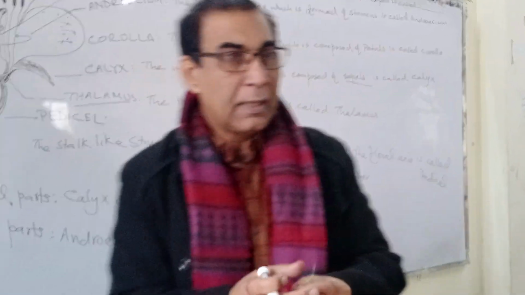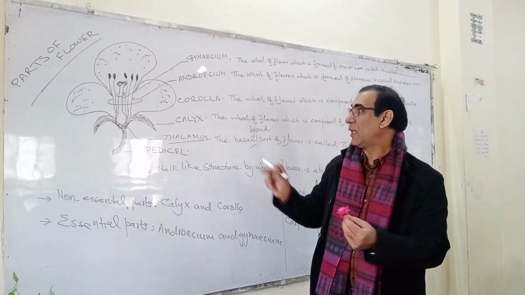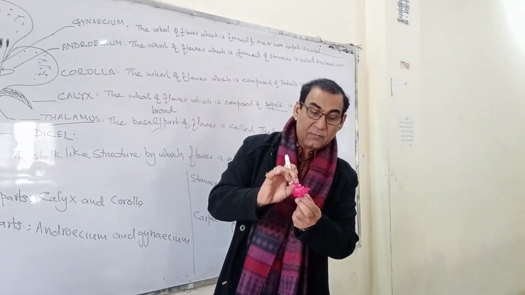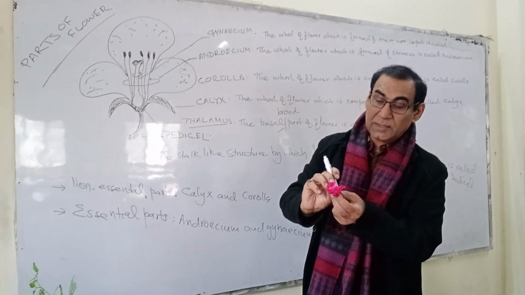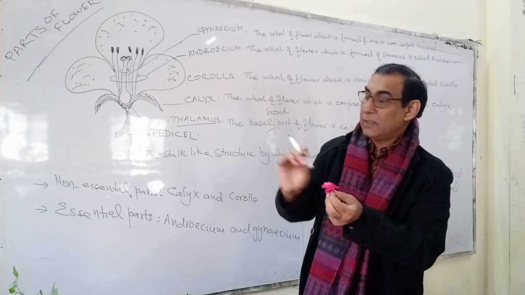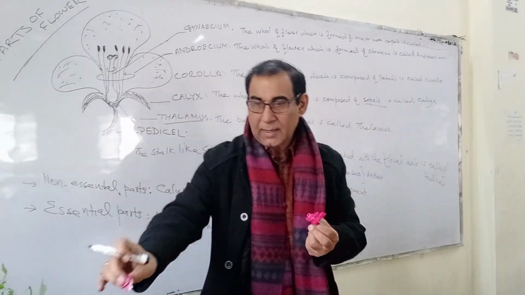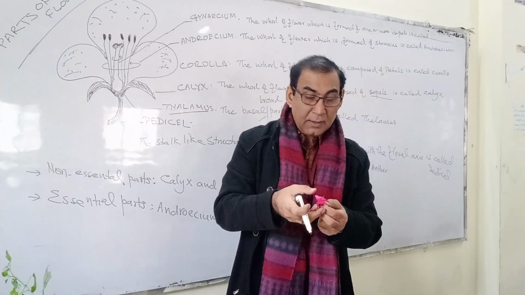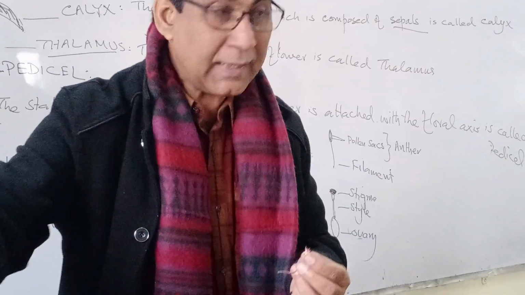The next to the calyx is the corolla. The whorl of flower which is formed of many petals, this is petal, this is petal, is known as the corolla. And next is the androecium.